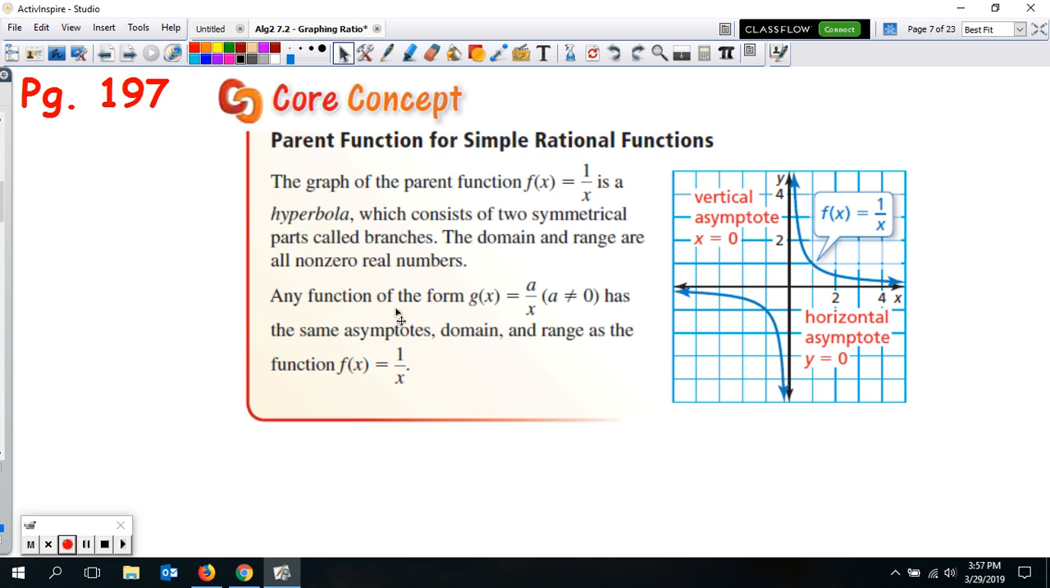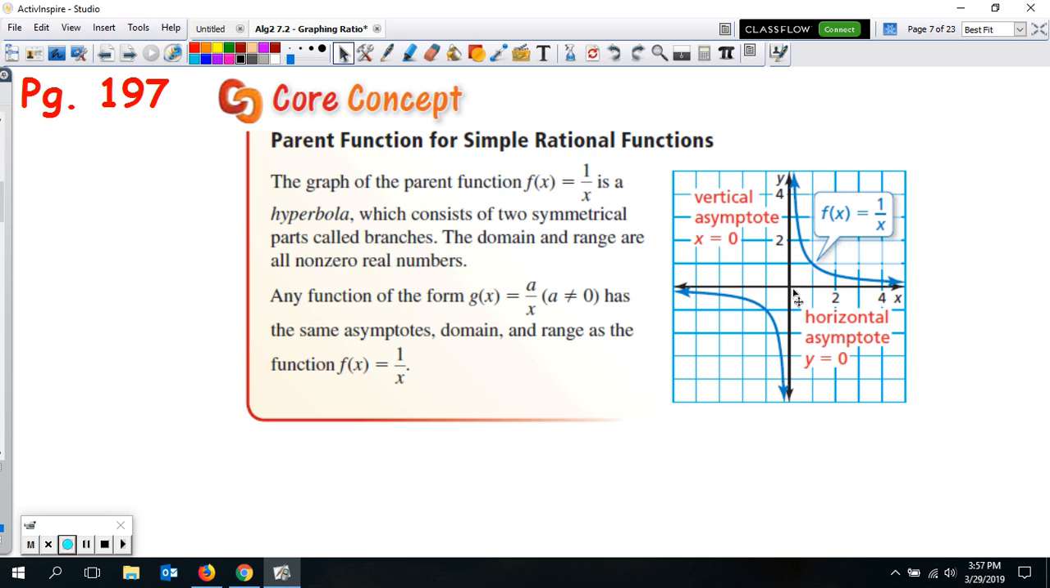It says for any function in this form, where it's just got some number over x, and make sure that can't be 0 on the top, because then that would just make this whole thing 0, it has the same asymptotes, domain, and range as the parent function. The domain is all real numbers except 0, because it's going everywhere this way on this side, and it's also going everywhere this way. It's just not touching the y-axis. So it's just not touching 0.